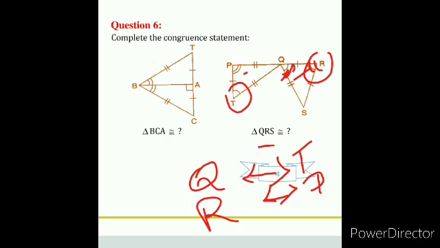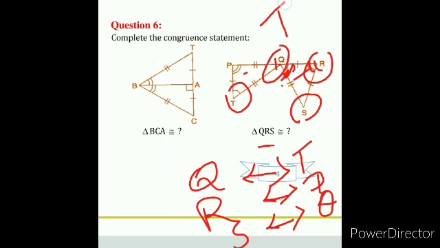Next, S. There is no marking at S, and similarly here at Q there is no marking. So we should write S corresponds to Q. So TPQ. How do you name the second triangle? TPQ. We'll check our solution now.